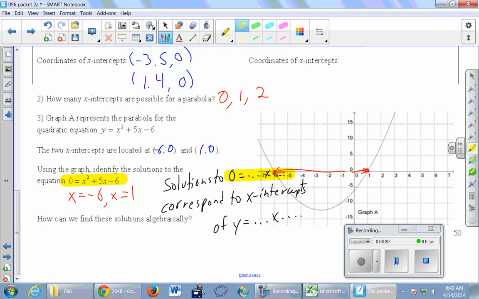Okay. So now let's see if we can go down to this last part. It says, how can we find these solutions algebraically? So I'm just giving you this highlighted equation. 0 equals x squared plus 5x minus 6. What's the first step for solving that kind of equation? Factor. Right? It's already in standard form with the 0 and in the right order with the x squared first. So we have to factor. I'm going to write 0 equals and then 2 sets of parentheses.